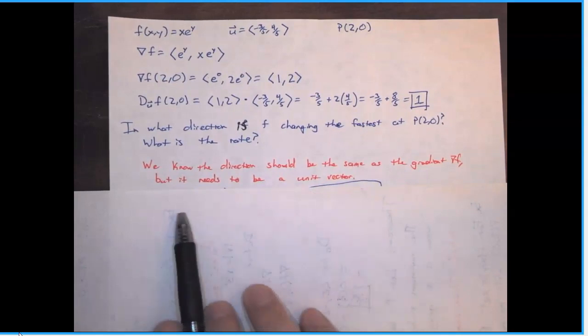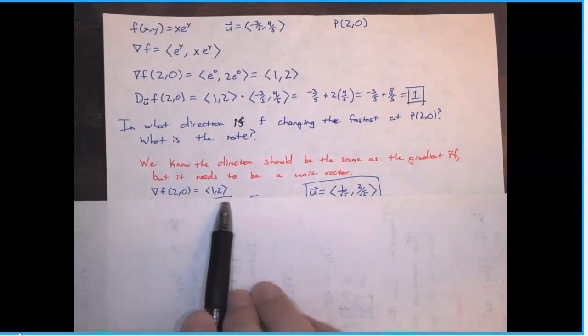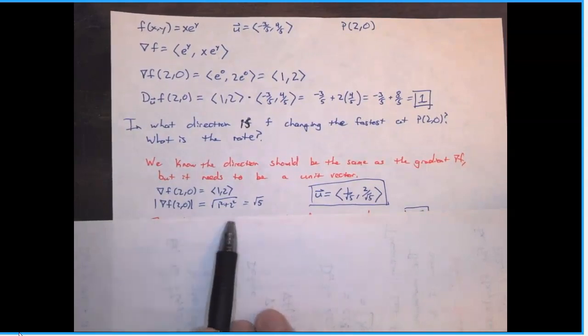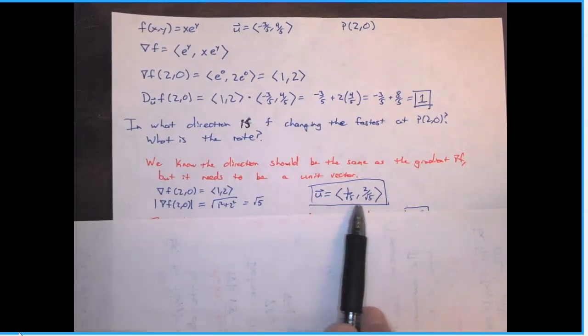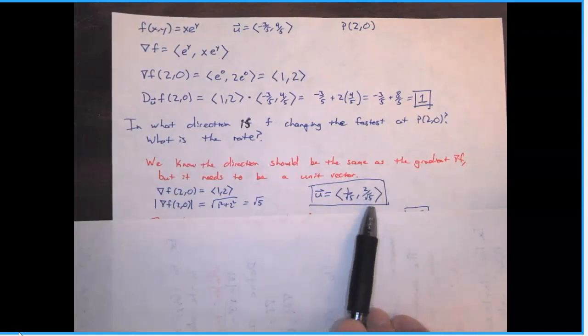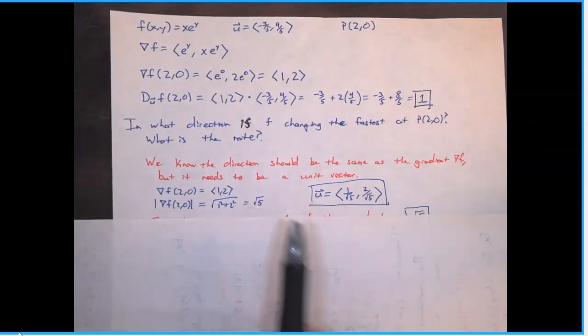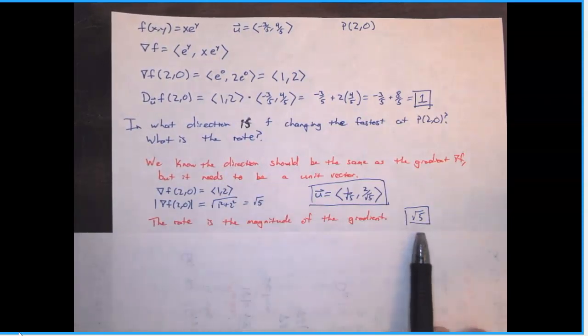So, that's what I've written here. We know the direction should be the same as the gradient, but a unit vector. So we've already computed the gradient at that point, (1, 2). Let's just make it a unit vector. So I compute the magnitude of that gradient, which is the square root of 5. So the direction in which f is changing the fastest at the point (2, 0) is this direction, (1 over root 5, 2 over root 5). Now, what is the actual rate that it's changing? Well, we've already found it. The rate that it's changing the fastest is the magnitude of the gradient. So we have our second answer with no extra work.